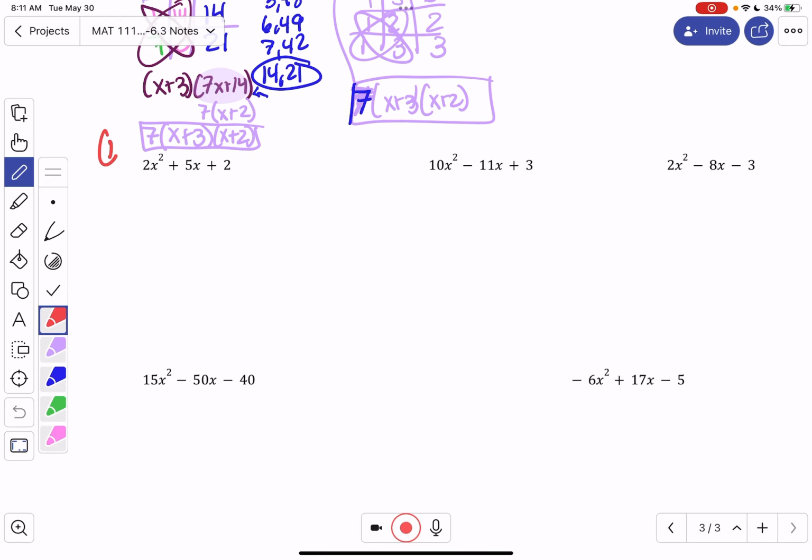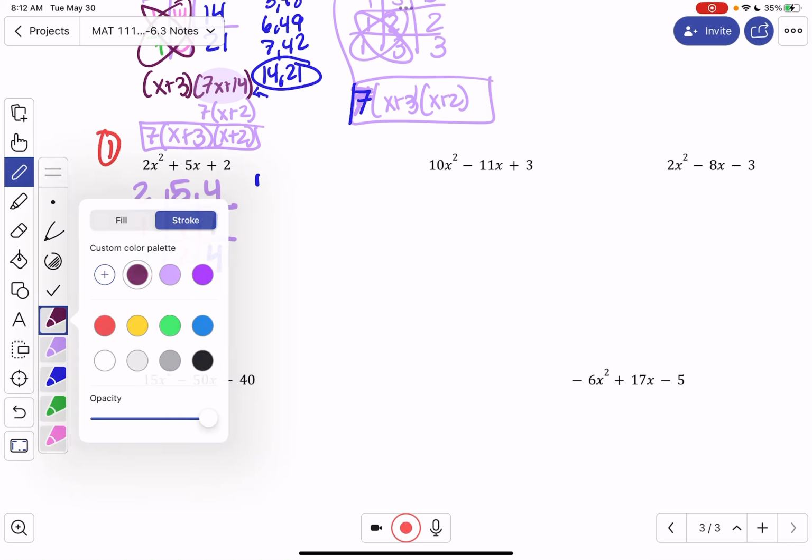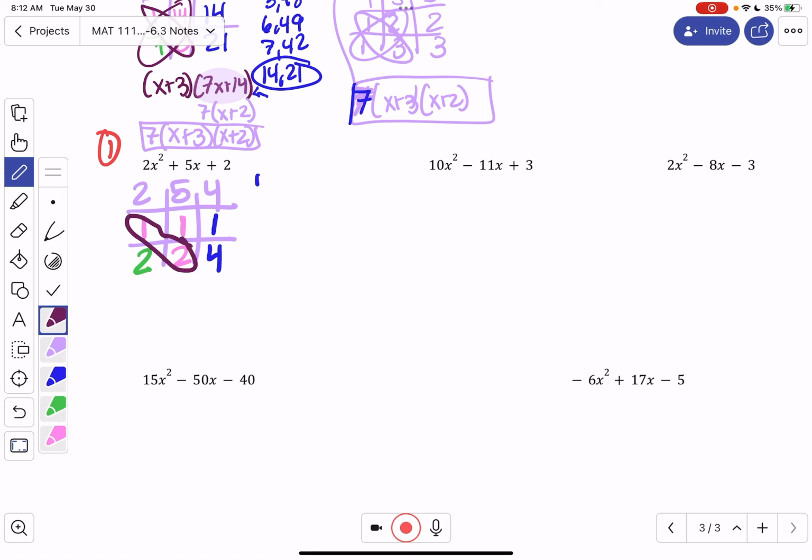This first one has no greatest common factor. If we tic-tac-toe, A, B, A times C. Factors of 4 would be 1 and 4. Greatest common factor of 2 and 4 is 2. 2 times 1 is 2. 1 times 1 is 1. 2 times 2 is 4. Circle and write, we'd have x plus 2 and 2x plus 1.